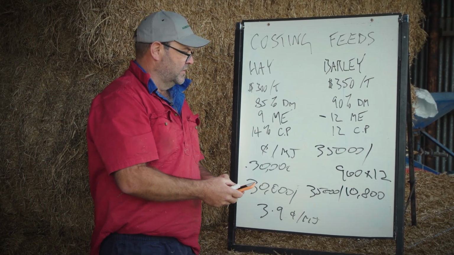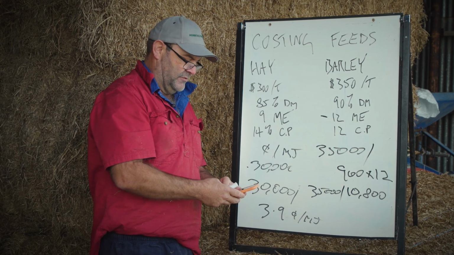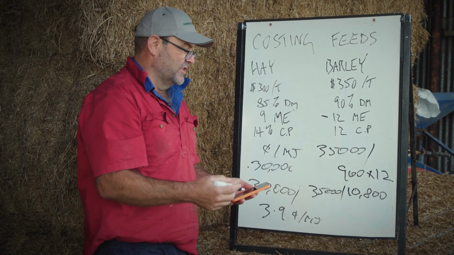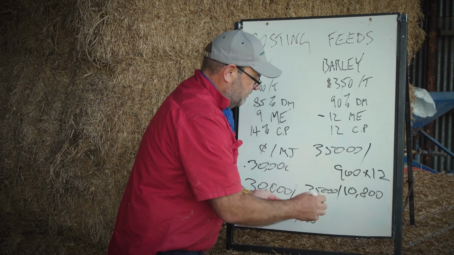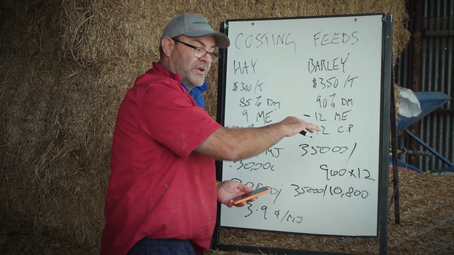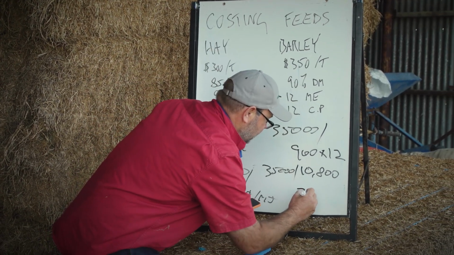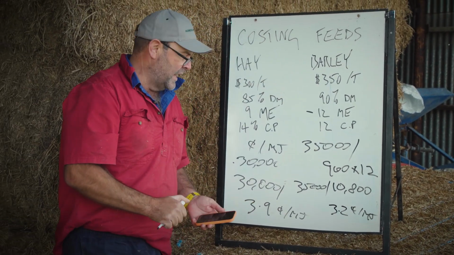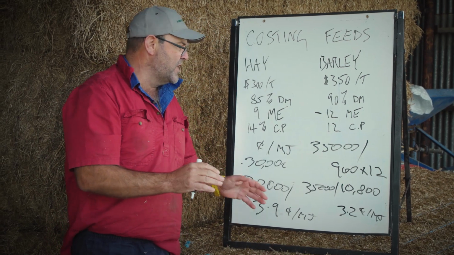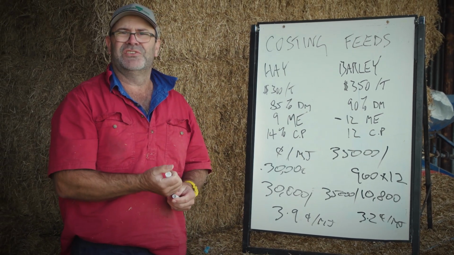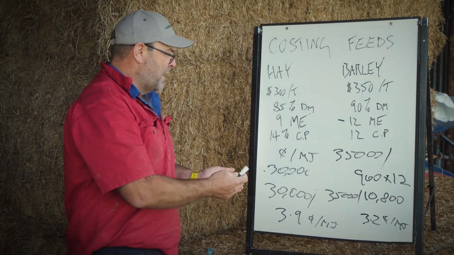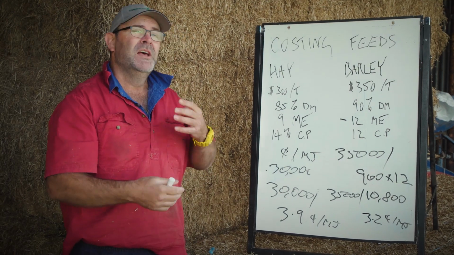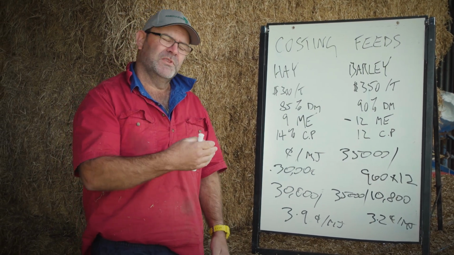35,000 cents divided by 10,800 megajoules. Okay, so there's a slight difference there. The cents per megajoule on our barley comes out at 3.2 cents per megajoule. Now, it's really tempting to look at that and say there's not a lot of difference there. Those two values are pretty close. And they might be pretty close, but when we're costing out feeds, this is why it's really important.